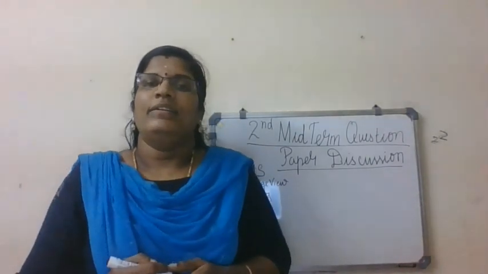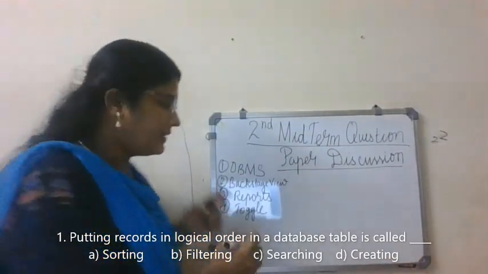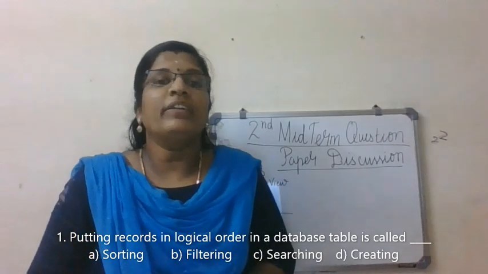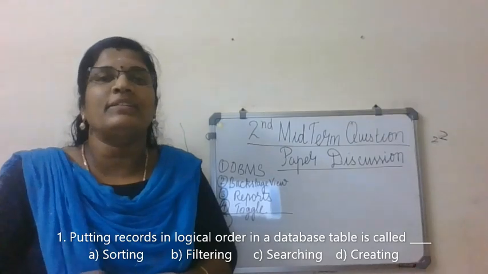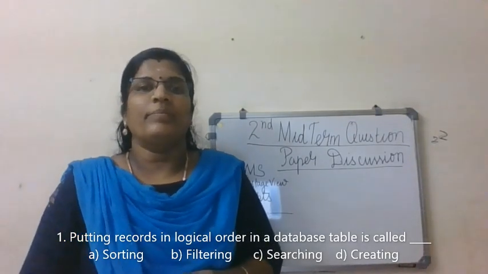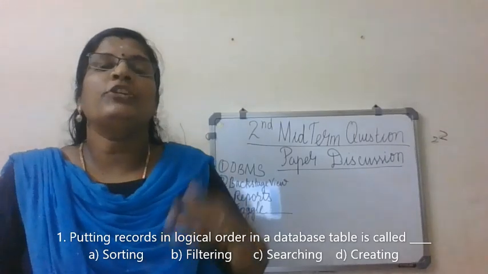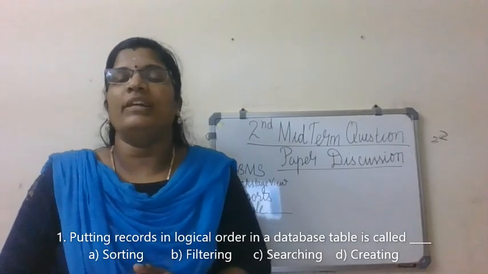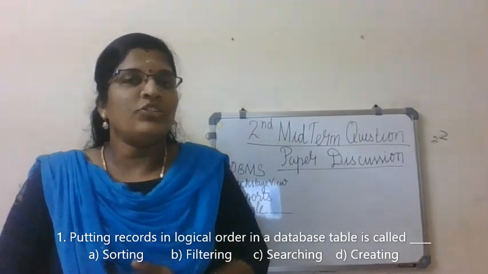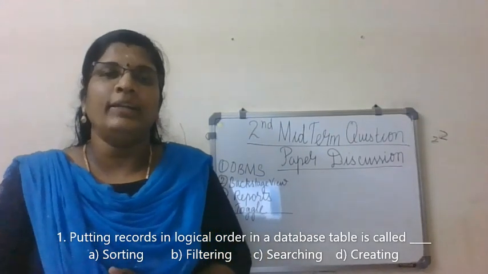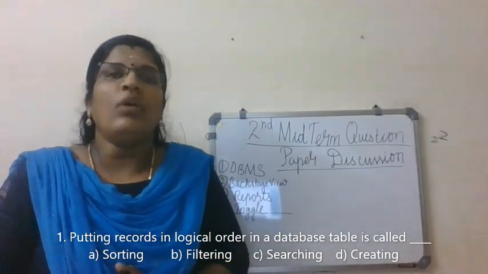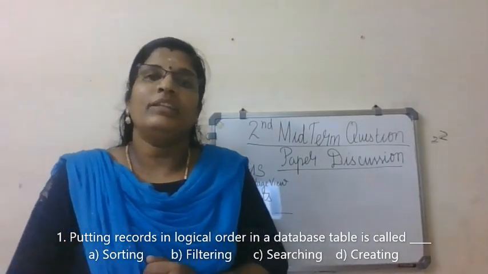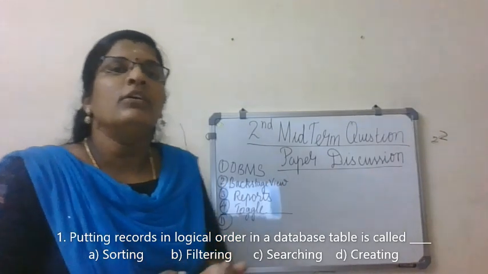Then next one, choose the correct answer. First question: putting records in a logical order in a database is called a dash. What is meant by logical order? There should be some logic, either ascending order or descending order. When we arrange the data in ascending or descending order, we call it sorting. So the first answer is sorting.